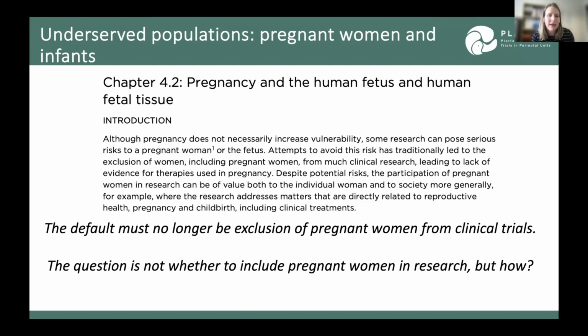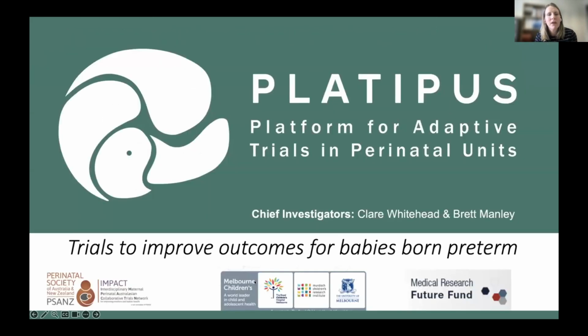And this is certainly very important where the research specifically addresses matters that are directly related to reproductive health, pregnancy and childbirth. And this includes clinical treatments. I don't think we can carry on saying we don't have any evidence to support the clinical treatments that we're using, because it just means you're experimenting on people in real life rather than doing it within the controlled environment of a controlled trial. And so my piece is that the default must no longer be exclusion of pregnant women from clinical trials, and not really whether they should be included, but how.